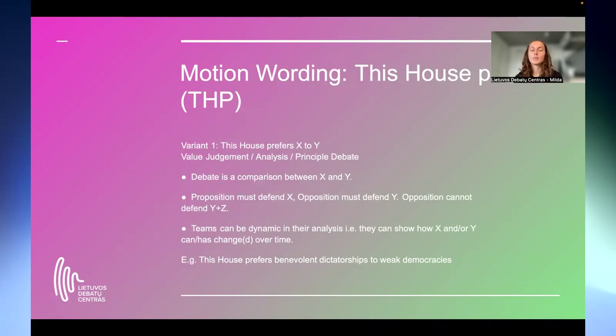Teams can be quite dynamic in their analysis, so they can show how X and or Y can and has changed over time. An example is this house prefers benevolent dictatorships to weak democracies. So, of course, here examples are key. And you can, of course, show how both of these state formations have a lot of nuances and different examples around the world, and how they're not stagnant but change over time.